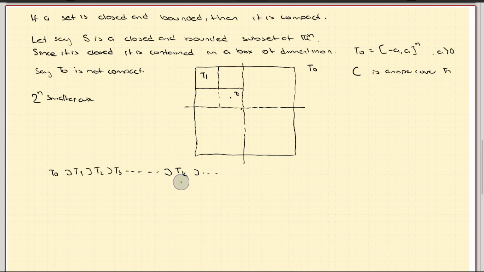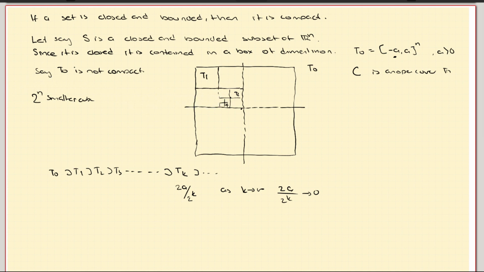For any k, we have the dimension or radius. Let's call a the radius of the first box. The radius of Tk should be 2a divided by 2 to the power k. As we increase k, the radius of this box tends to 0. As k goes to infinity, 2a divided by 2 to the power k goes to 0. This means that these boxes are getting smaller and smaller.